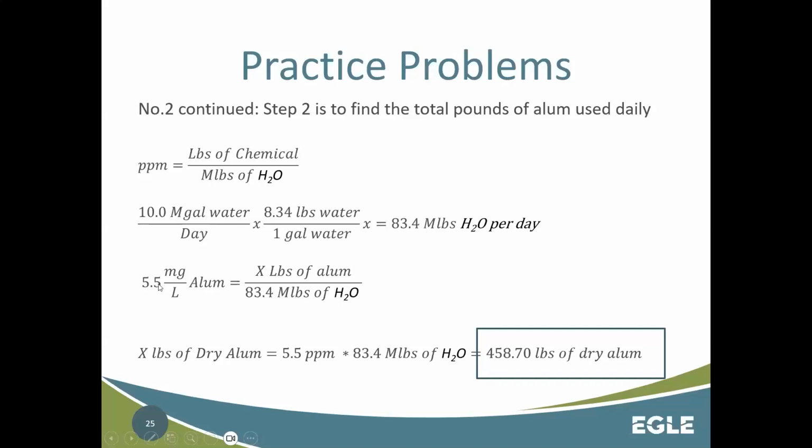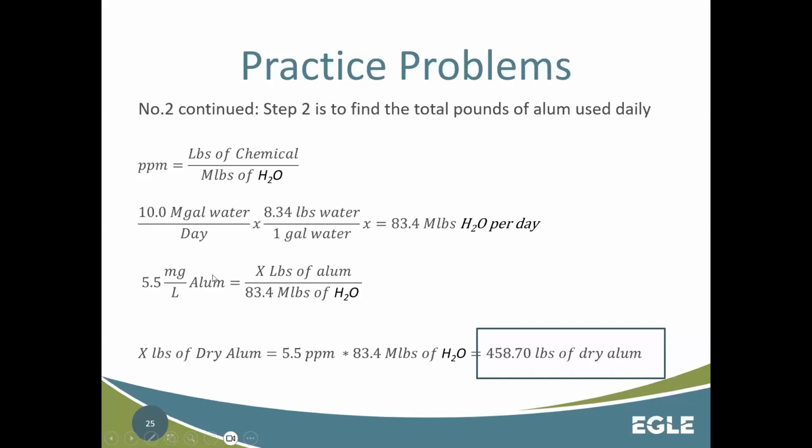We have our dose. Again, you can kind of go between ppm and milligrams per liter. So we have 5.5 milligrams per liter alum, and we know how many total million pounds of water we're going to treat in a day. So we're going to rearrange this formula. We're solving for the pounds of alum. It stays put. When we move this over, it was on the denominator, or bottom of the equation on this side. So it's going to be on the numerator on this side, which means it's going to be multiplication.